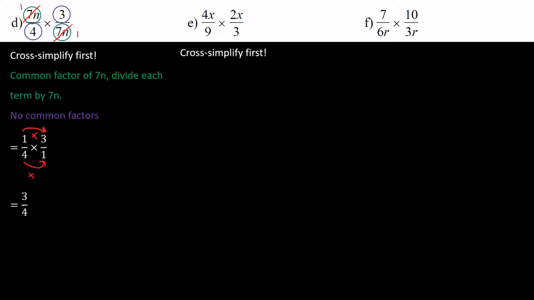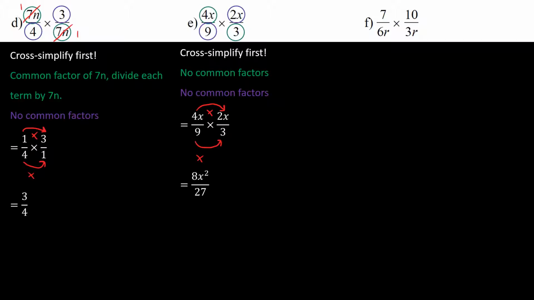Okay, with e, let's start cross simplifying always. 4x and 3, no common factors. 2x and 9, also no common factors. So we're just going to times the top by the top and the bottom by the bottom, and we get 8x squared over 27.